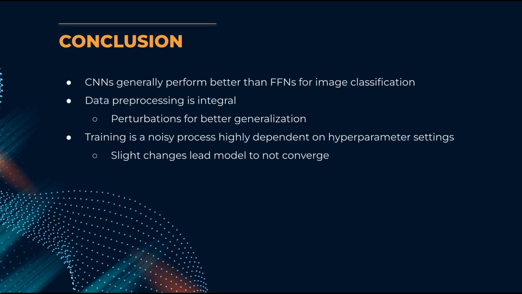Now, we'd like to conclude with some main takeaways. The first of which is that we found that convolutional neural networks generally perform better than feed-forward networks for image classification, and this is to be expected because the convolution steps are able to extract meaningful features from the pixel data. We also find that data pre-processing is integral, so we found that perturbations to the image, such as flipping horizontally or zooming in and out of the image, allows for better generalization.